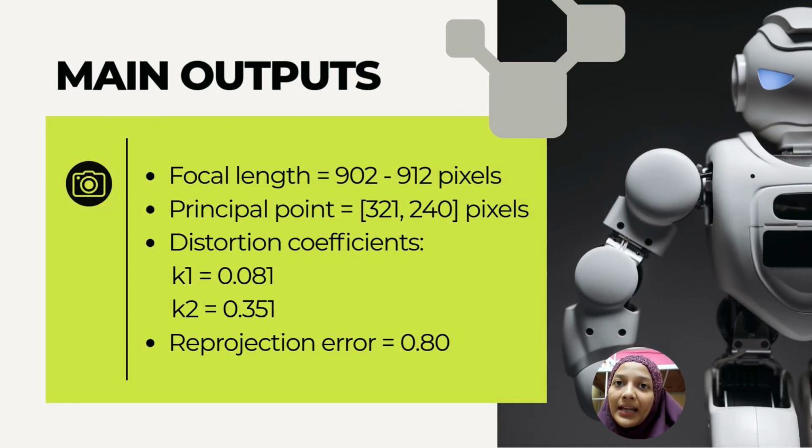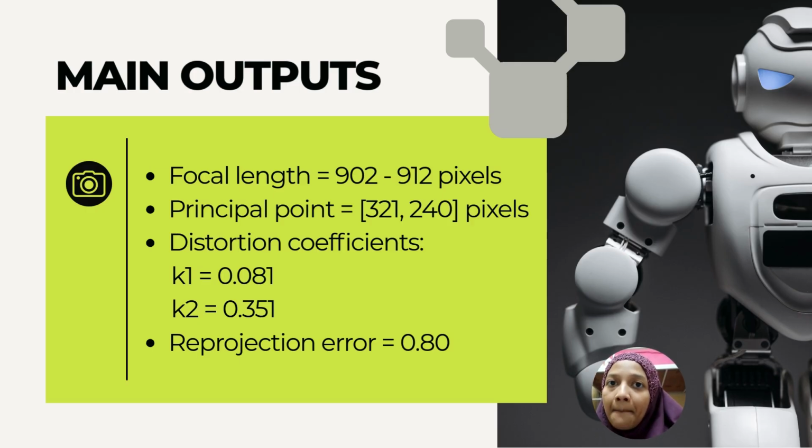So the main outputs we have here are the intrinsic parameters, where there are focal length and principal point. The focal length we have is 902 to 912 pixels, which shows how much the camera zooms in horizontally and vertically. A higher value means stronger zoom. For CX and CY, it is 321 pixels and 240 pixels respectively. This is the optical center of the camera sensor. Ideally, it should be near the center of the image, and our results show a small offset, which is normal for real cameras.